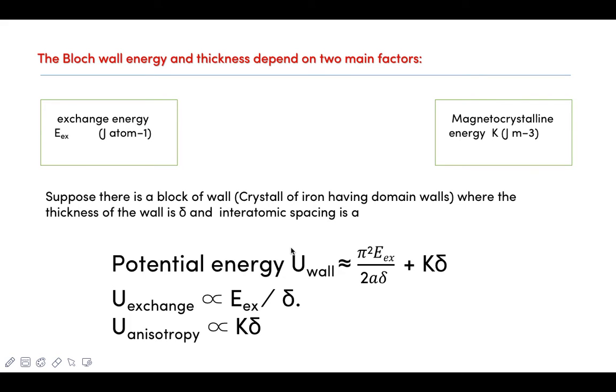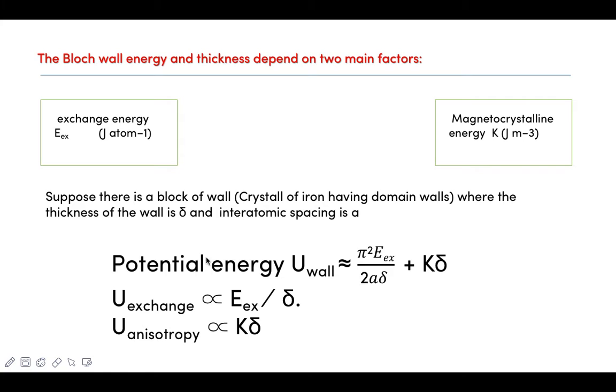The Bloch wall, or the domain wall, energy and thickness depend on two main factors. One is the exchange energy, E of x, which is in joules per atom, and the other is the magnetocrystalline energy, K, which is in joules per meter cubed. Suppose there is a crystal of iron having domain walls, where the thickness of the wall is sigma, or delta, whichever you prefer, and the interatomic spacing is A.